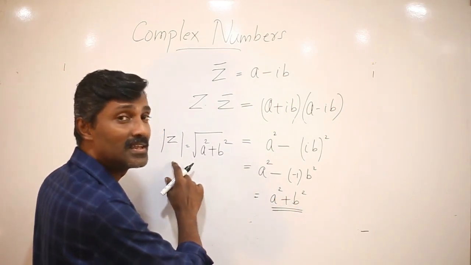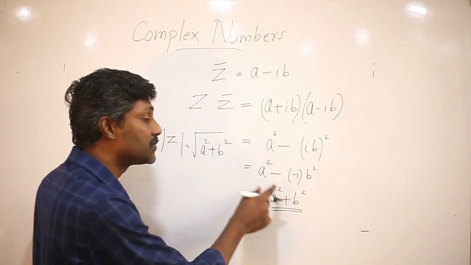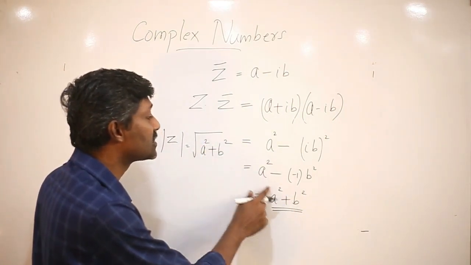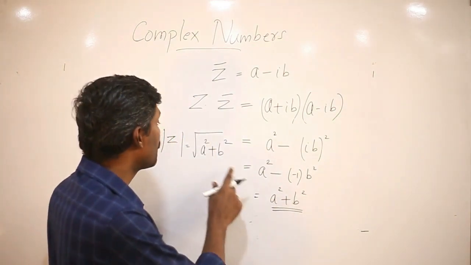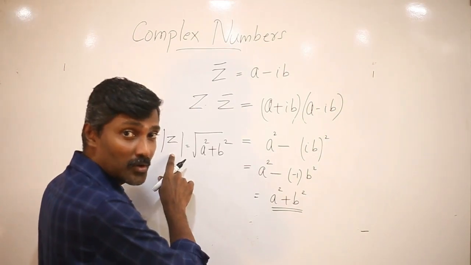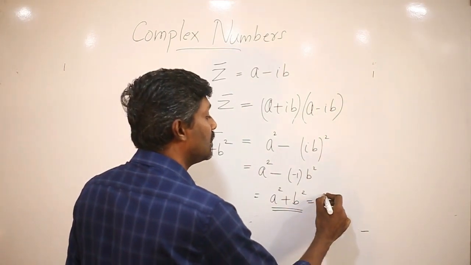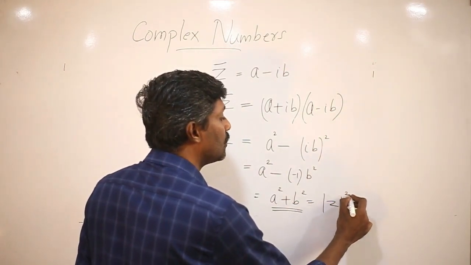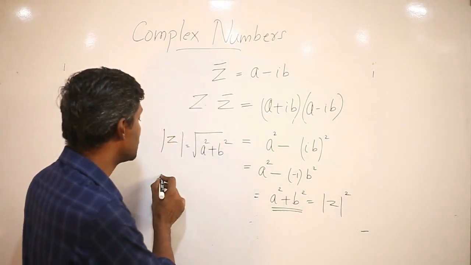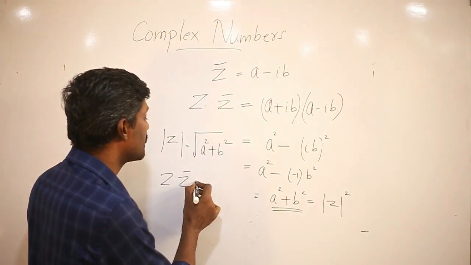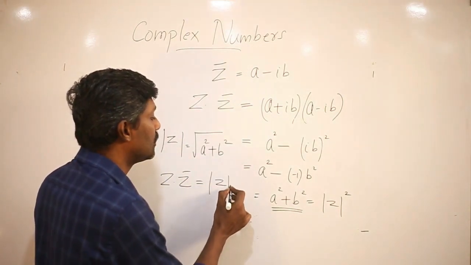So, how do you relate these two things? The root is missing here, so this is definitely the square of this thing, right? So, instead of a square plus b square, we can write the square of this thing, which is nothing but modulus of z the whole square. So, a very important result that we have obtained is z into z bar is equal to mod z the whole square.